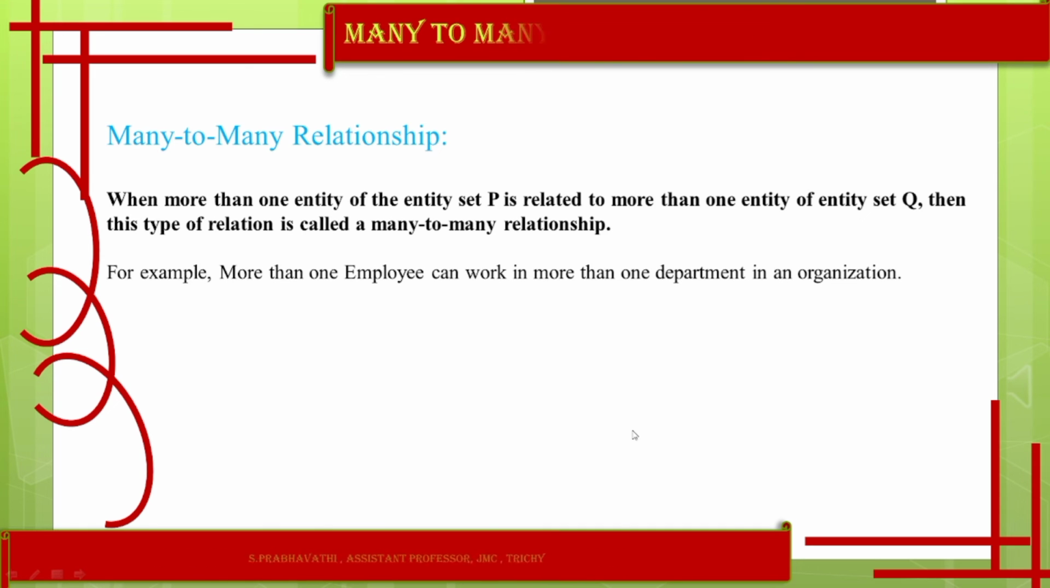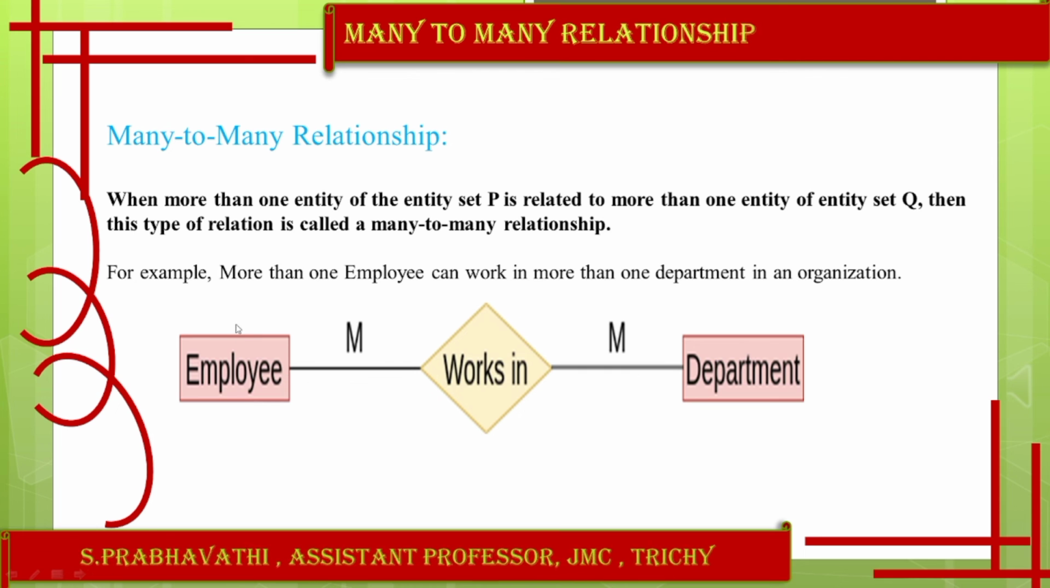Next one, many-to-many relationship. When more than one entity of the entity set P is related to more than one entity of entity set Q, then this type of relation is called a many-to-many relationship. For example, more than one employee can work in more than one department of an organization. More than one employee works in more than one department. This is the many-to-many relationship diagram.